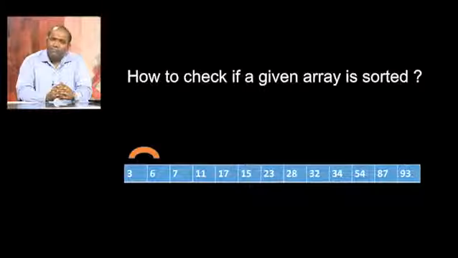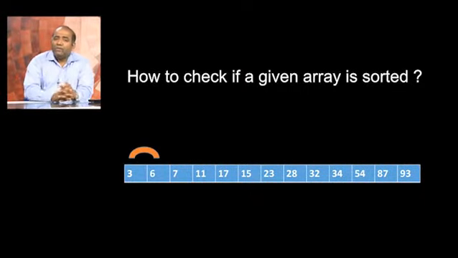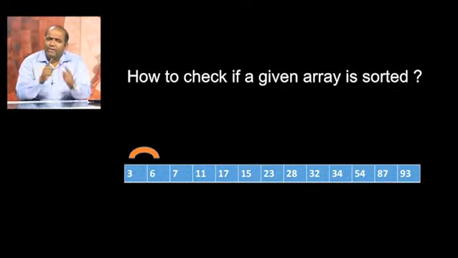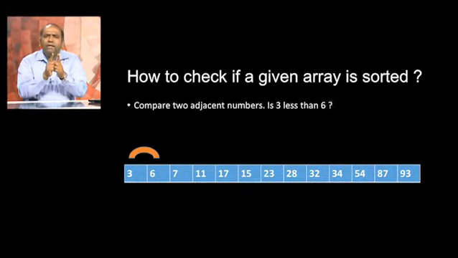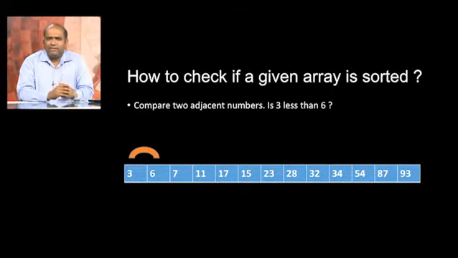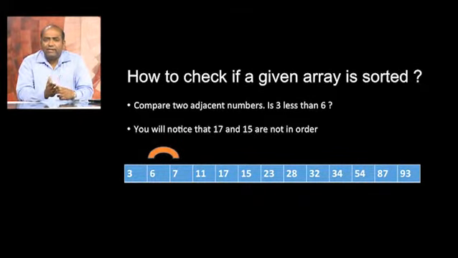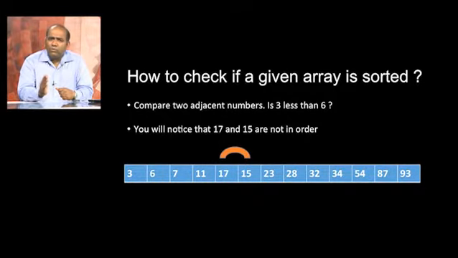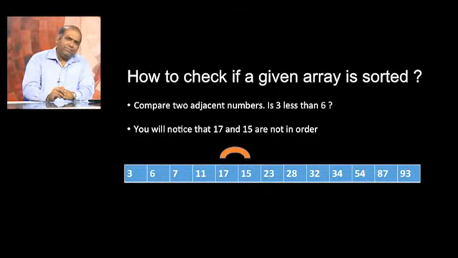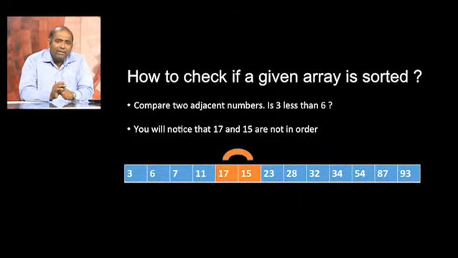So, how do we check if the array is already sorted or not? Can you think of a logic to check if an array is sorted? One way of doing this would be to go through an array, each time comparing the current number and the next number. In the array shown here, 3 is less than 6, 6 is less than 7, but as we go through, we come to a point where 17 and 15 are not in order. Thus, we know that this array is not sorted.